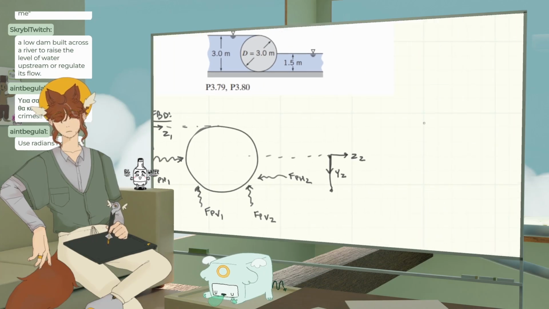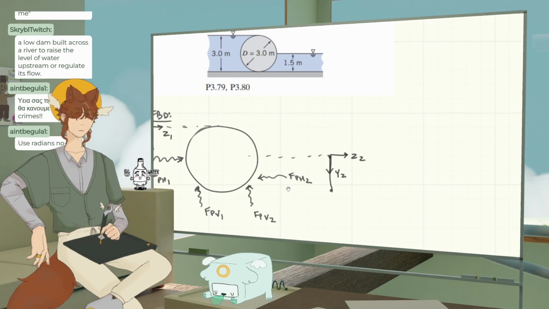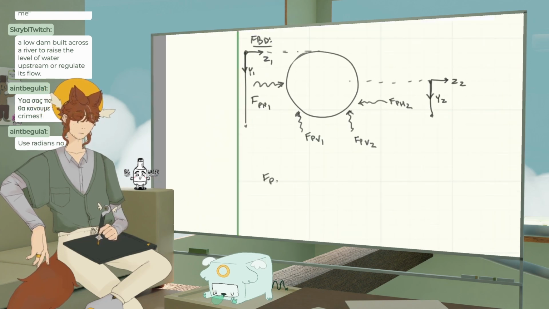Do I even really care about where they are? I don't care about where they are, but I need to have coordinate systems. Okay, so force, let's do FP1. So F_P,H1 equals rho G, the pressure at the centroid times the projected area.